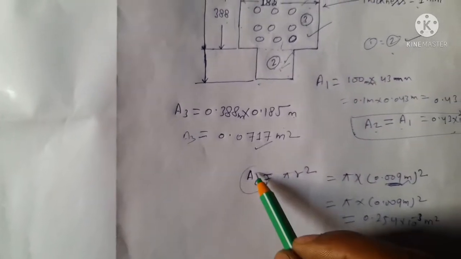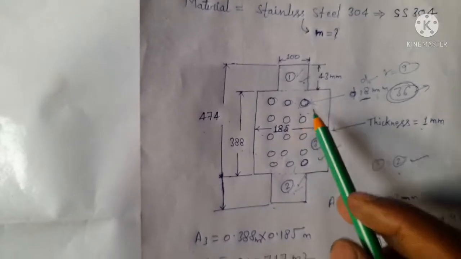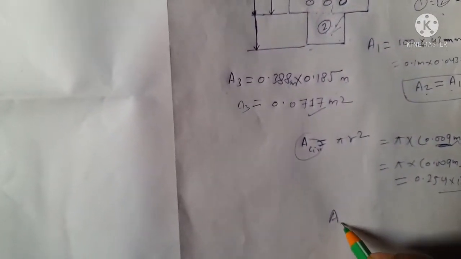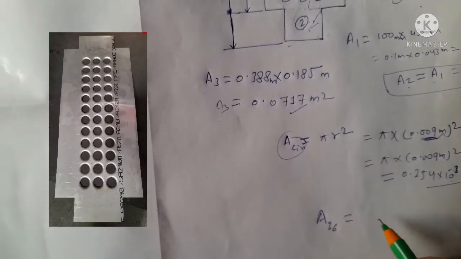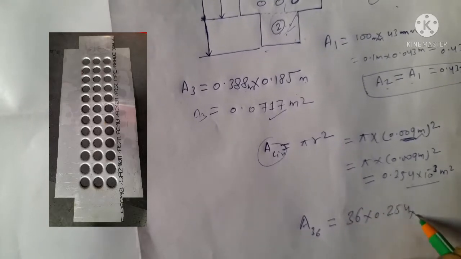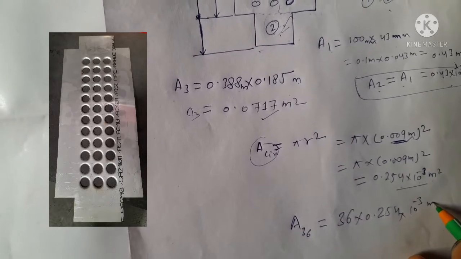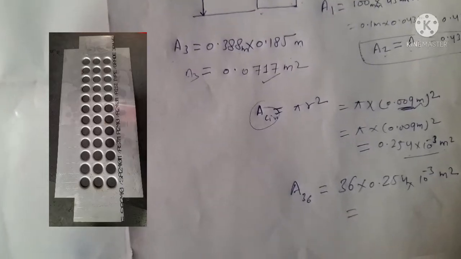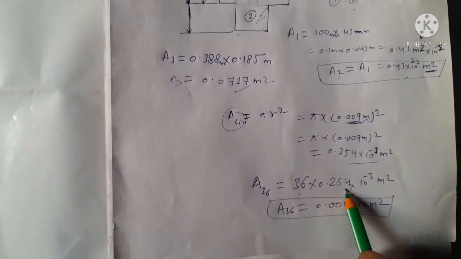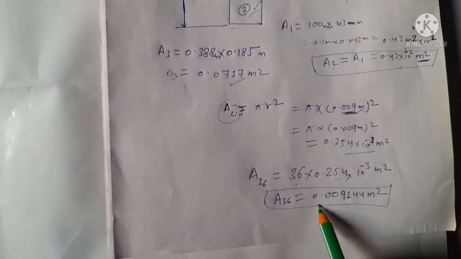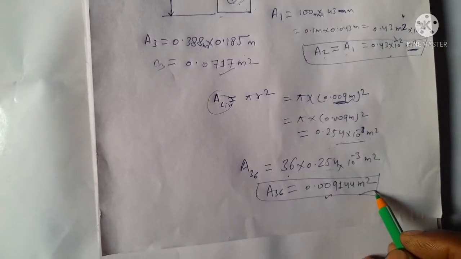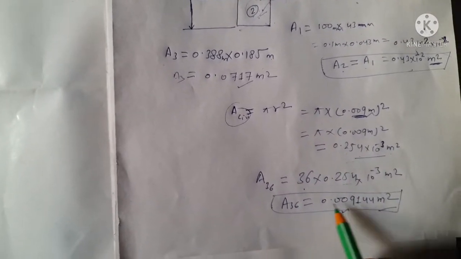This is one hole area, but we have 36 holes. So the total hole area equals 36 multiplied by 0.254 times 10 to the power minus 3 meter square. After calculation, multiplying the 36 holes by the one hole area, we get 0.009144 meter square. This is the total hole area.